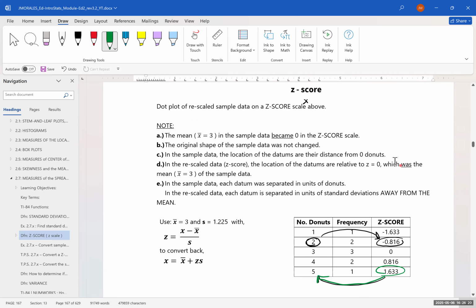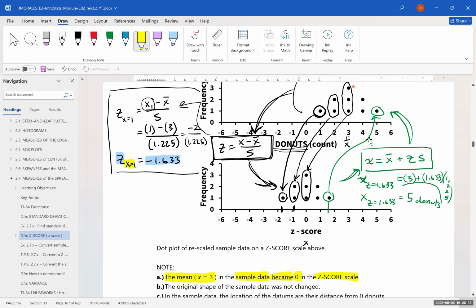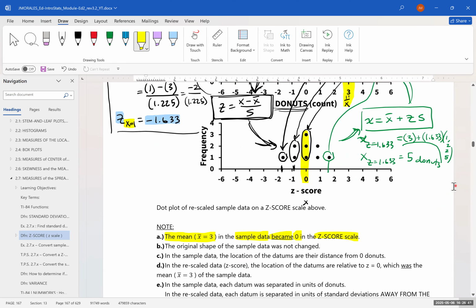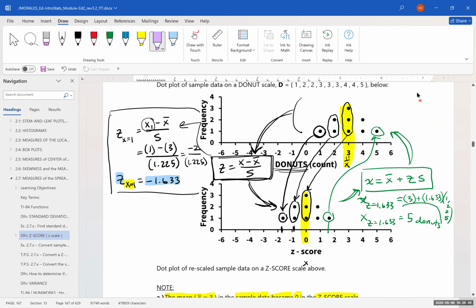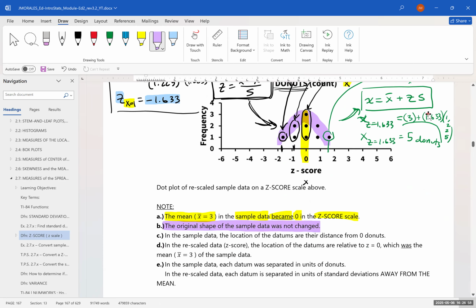Let me just close with some notes that I made at the bottom. Note that the mean in the donut scale in the sample data became 0 in the z-score scale. So a mean of 3 here ended up being a 0 here on the z-score scale. The original shape of the sample data has not changed. So the shape of the dot plot did not change when we converted from one scale to another.